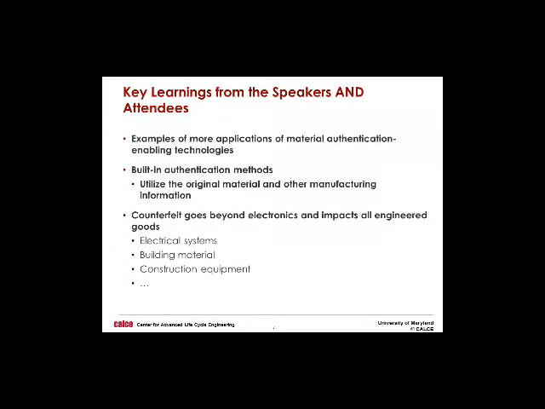We heard about some of the material authentication enabling technologies. Now also some what I call built-in authentication methods, that is, every metal part as it is made leaves a material signature and a processing signature in it. The point is, how can I make a baseline of that and then use that information in future for determining whether a part is authentic or not. And finally, this one issue that counterfeiting goes beyond electronics and impacts all engineered goods. That had been one of the concerns, and I'll have several examples of those as we get along.